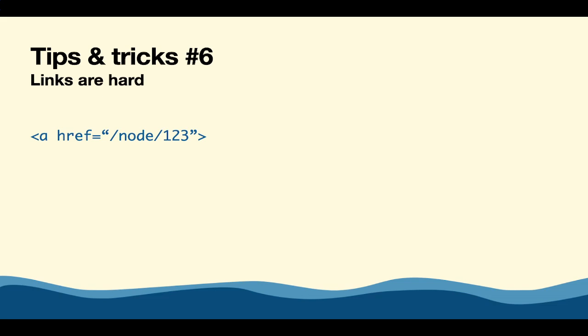Things you can try here: first of all, decide if your numeric IDs are actually a public interface. These things do have a habit of leaking out and appearing in various places. But if you can avoid that, then do. One thing you can try is to write a process plugin that looks up if there's an alias for node 123 and actually swaps it out in the HTML.